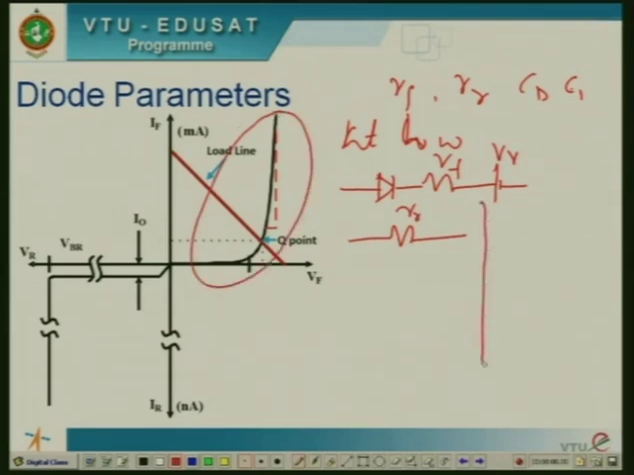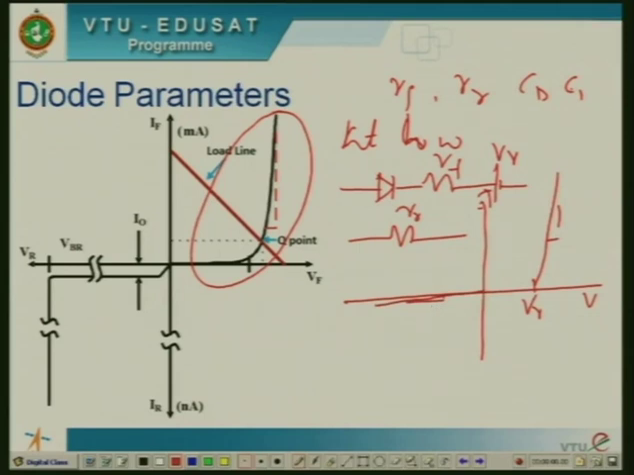With respect to V gamma, if the applied voltage is less than V gamma, the current flowing through the circuit is 0. If the voltage exceeds V gamma, the diode is forward biased and its slope is approximately equal to 1 by Rf. When the diode is reverse biased, the slope is 1 by Rr.